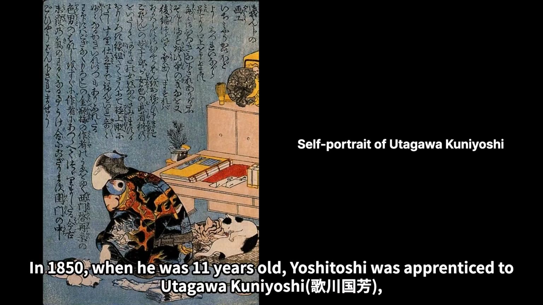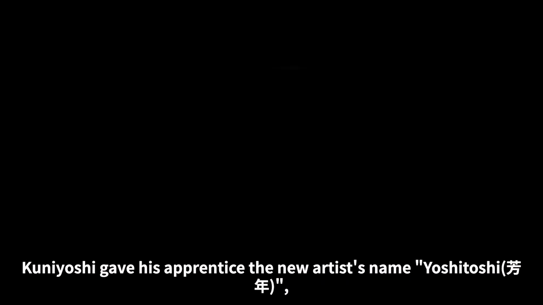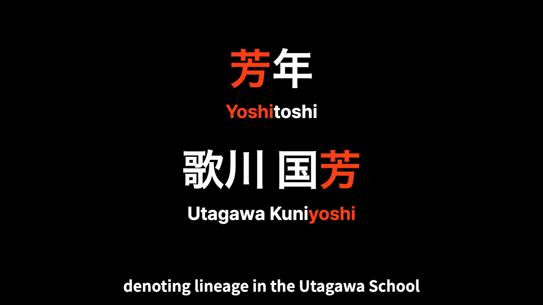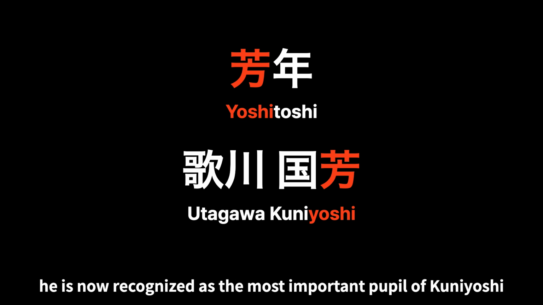In 1850, when he was 11 years old, Yoshitoshi was apprenticed to Utagawa Kuniyoshi, one of the great masters of the Japanese woodblock print. Kuniyoshi gave his apprentice the new artist's name, Yoshitoshi, denoting lineage in the Utagawa school. Although he was not seen as Kuniyoshi's successor during his lifetime, he is now recognized as the most important pupil of Kuniyoshi.